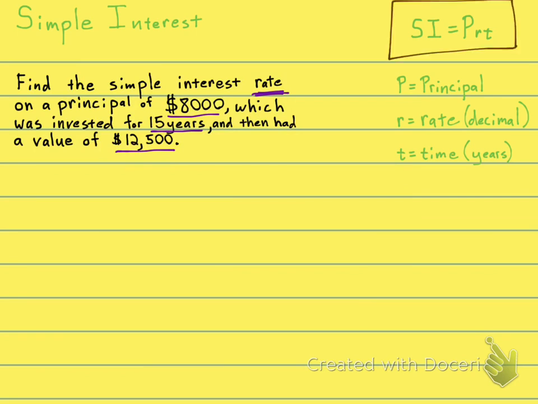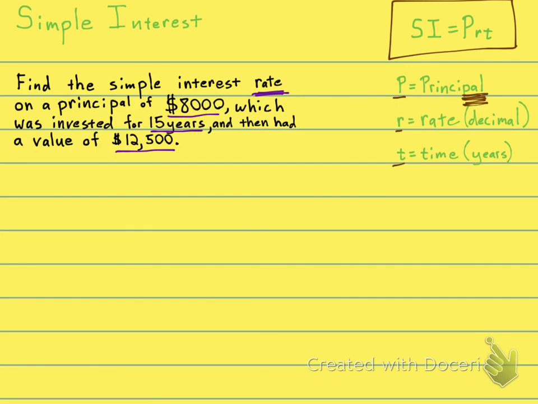So we have our formula over here. Simple interest equals P times R times T. P is the principal. Okay, think about your pal that's been with you since the beginning. R is the rate. When we multiply, we're going to use the decimal form. And T is the time in years.